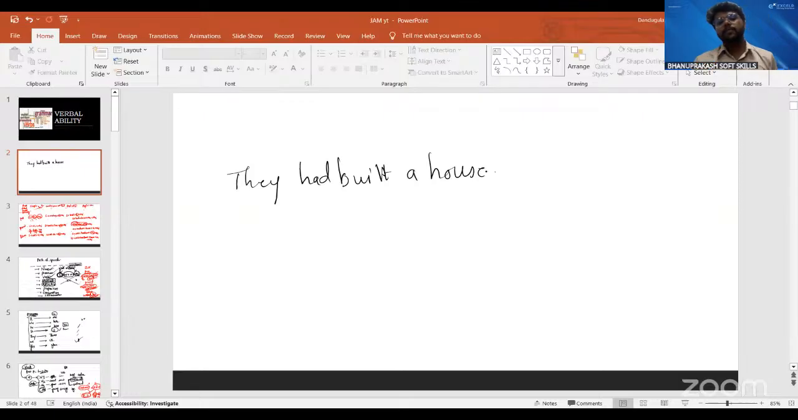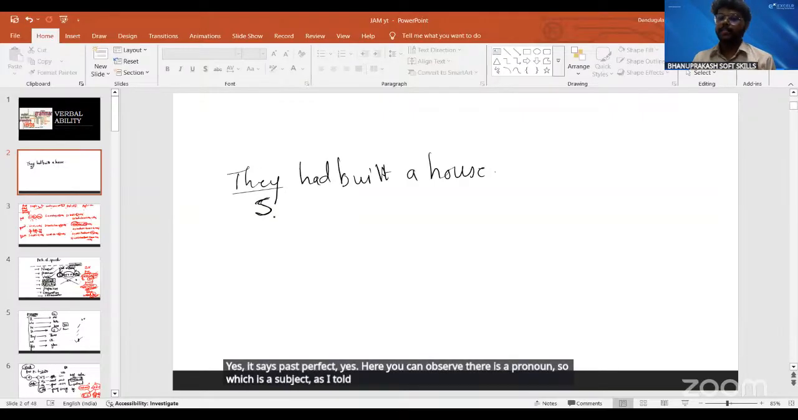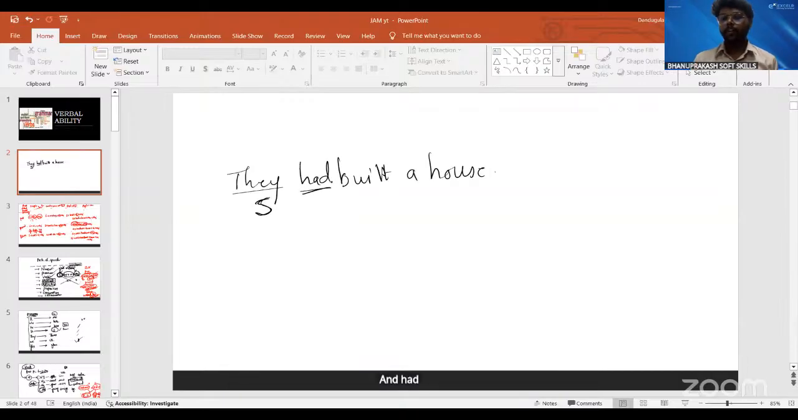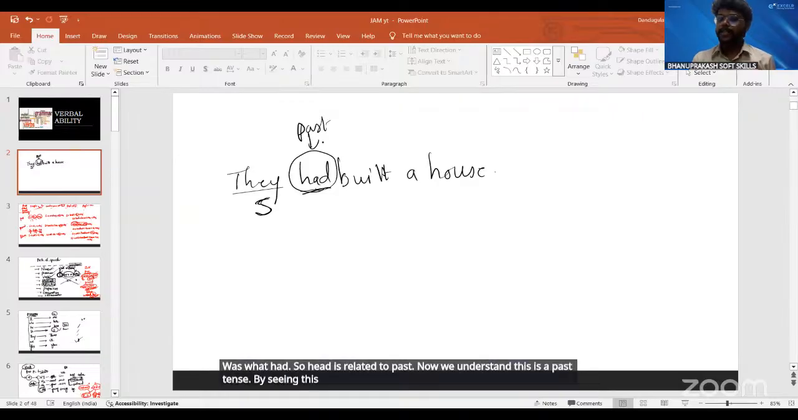Which tense is this? Yes, this is past perfect. Here you can observe there is a pronoun, which is a subject. As I told you, subjects contain either a noun or a pronoun. And with had, you need to recall the golden words for past, which are was, were, had. So had is related to past. By seeing this helping verb, you understand that it is a past tense.